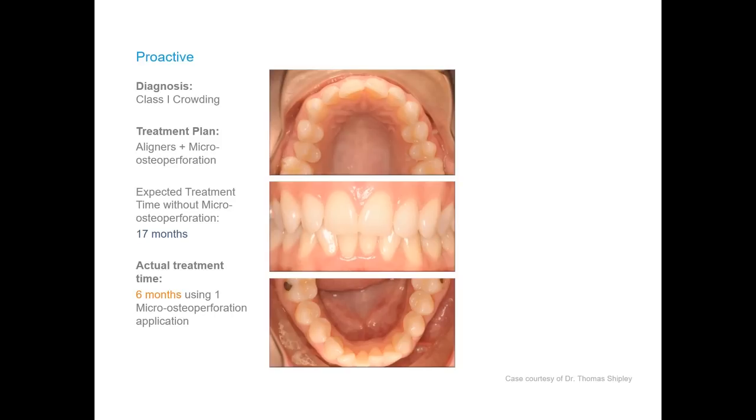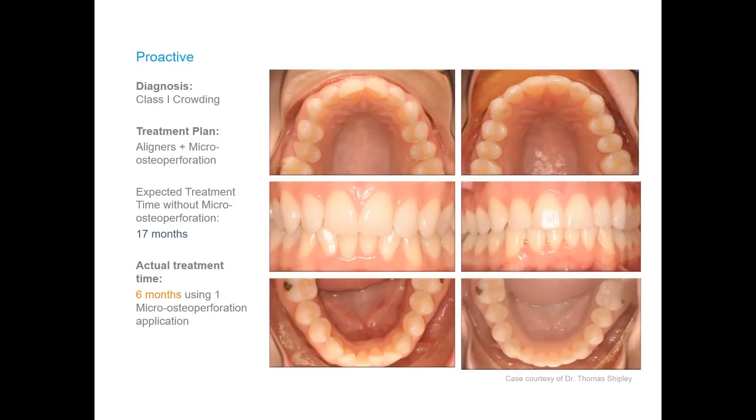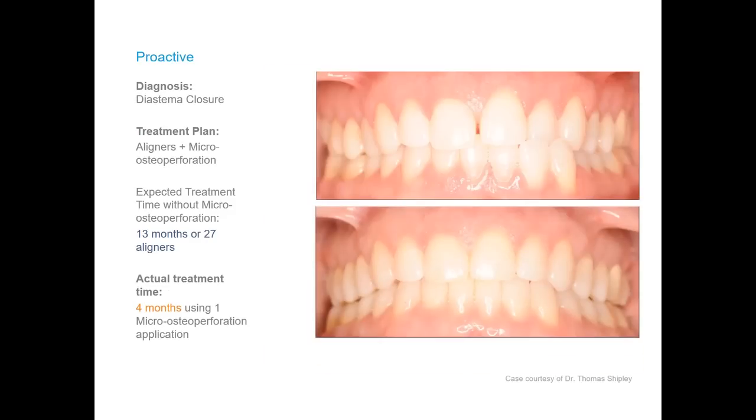Another case by Dr. Thomas Shipley is treated with clear aligners and one micro-osteoperforation technique. And the idea here is these before photographs show a little bit of crowding, a slightly deep bite. And if we were treating this with a clear aligner therapy, this is something that would probably take about 10 months. 10 months is a fair estimate for treatment time for a case like this, but including one micro-osteoperforation at the beginning of treatment, this case is reduced to a 3-month treatment time. And in those 3 months, Dr. Shipley is able to achieve this result, a correction of the crowding and the deep bite.